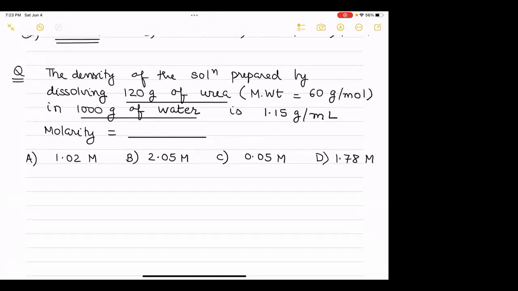You need to keep one thing in mind, what you want. You want the molarity. So in the numerator you need moles of urea, and in the denominator you need the volume of the solution, the complete solution. That is the molarity. I hope you understood this. Quickly tell me what answer you are getting.